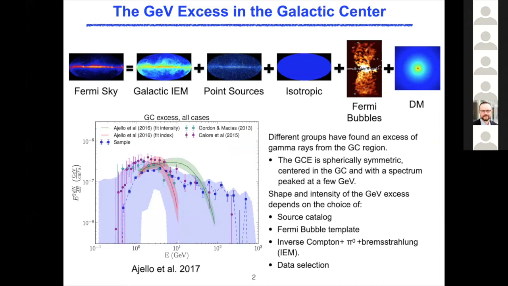And several groups analyzing this very interesting region found an excess of gamma rays, and using different source catalogs, analysis techniques, and interstellar emission models, they found that the spectrum of this galactic center excess is peaked at a few GeV. But the origin still remains a mystery, and some of the characteristics of this excess are still not clear.